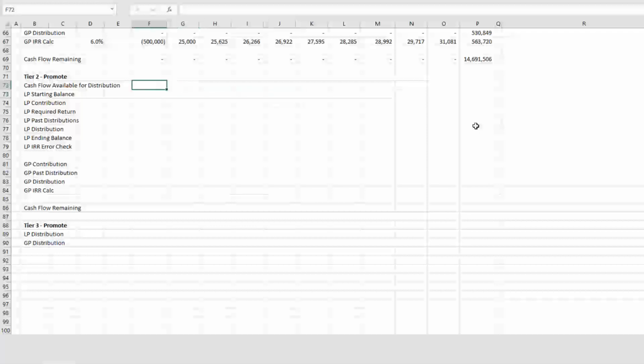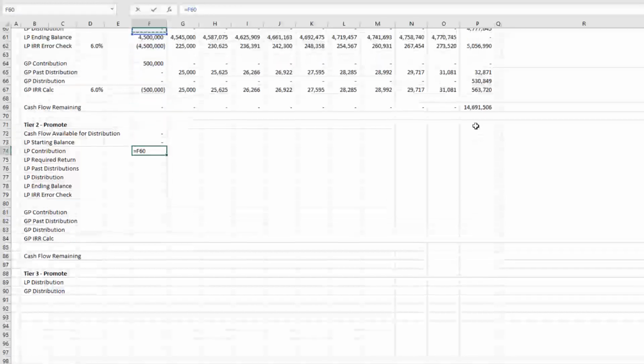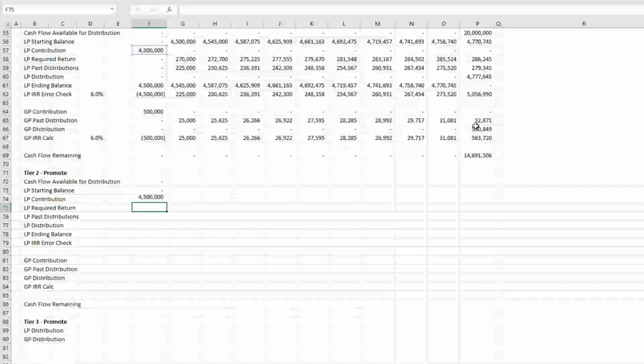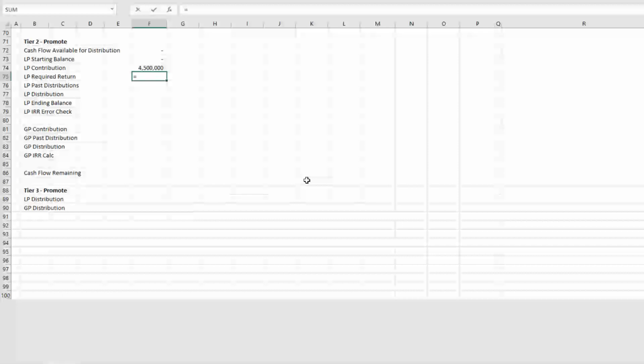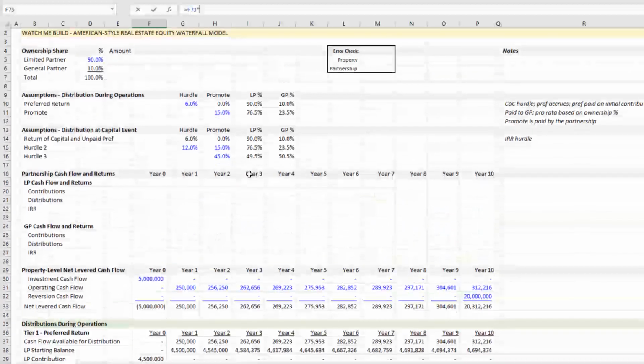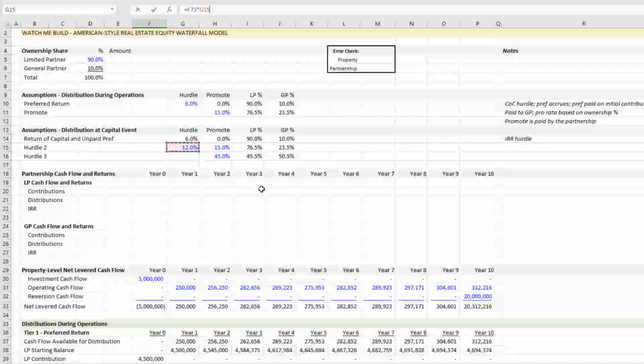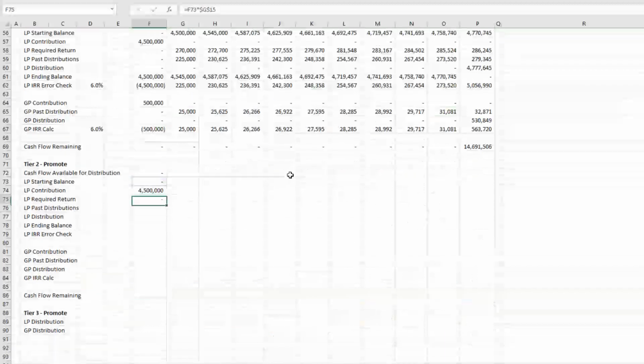So let's move to tier 2. Cash flow available for distribution happens to be the cash flow remaining from that line. LP starting balance is 0. LP contribution equal to the contribution right up here. LP required return, and this is that same formula, equals the starting balance multiplied by the hurdle in this tier, F4 on that, hit enter.